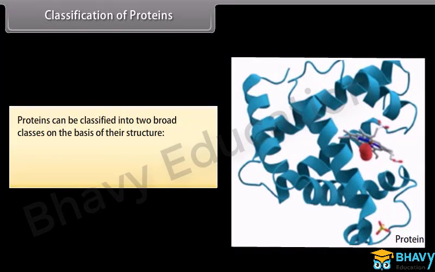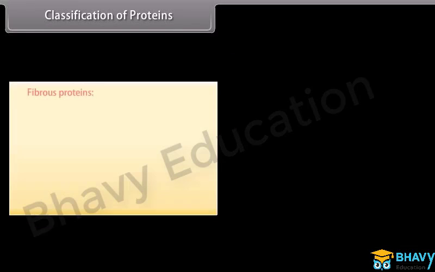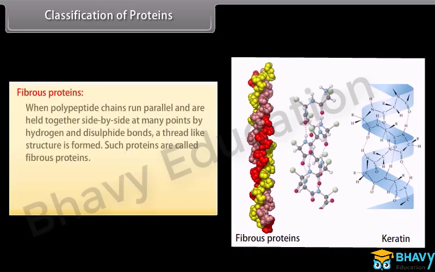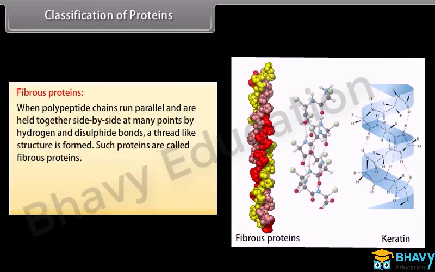Classification of proteins. Proteins can be classified into two broad classes on the basis of their structure: fibrous proteins and globular proteins. Fibrous proteins. When polypeptide chains run parallel and are held together side by side at many points by hydrogen and disulfide bonds, a thread-like structure is formed. Such proteins are called fibrous proteins.